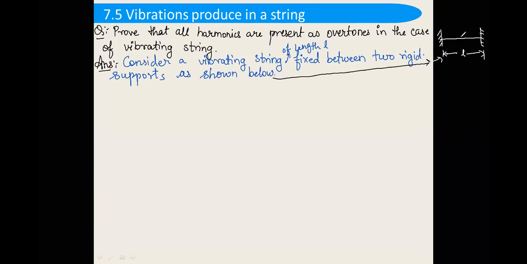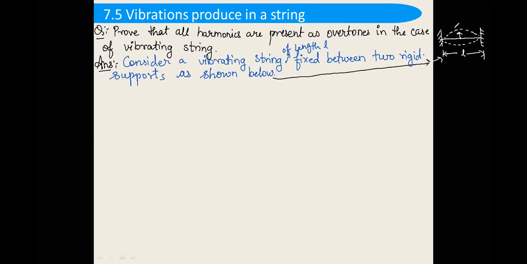Now, suppose I pluck this string exactly from the center in the upward direction and then I release, what I am going to get is a loop like this. So only one loop I am going to see, right? This is what a stationary wave is.